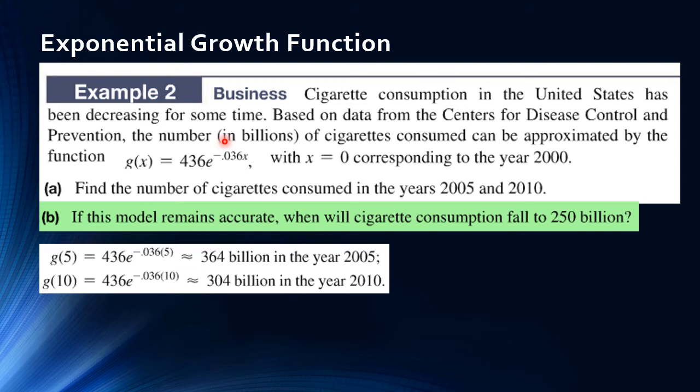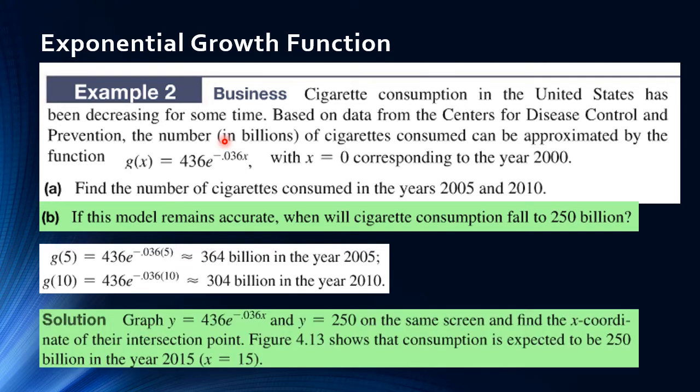What also can happen is, question B, if this model remains accurate, when will cigarette consumption fall to 250 billion? Well, in the last chapter, we did this by graphing 2 equations. We graphed the original formula, g of x equals 436 e to the negative 0.036x. That's our y sub 1. And we're trying to figure out when does that y value hit 250. So in our y sub 2, right below that, we hit y equals 250, a constant.